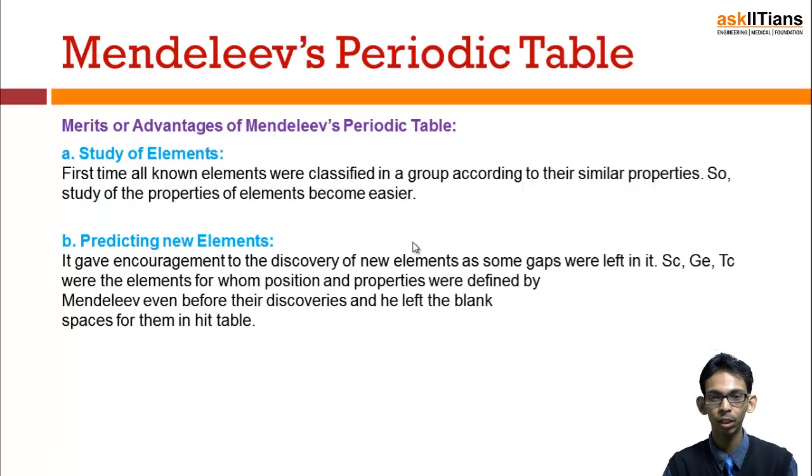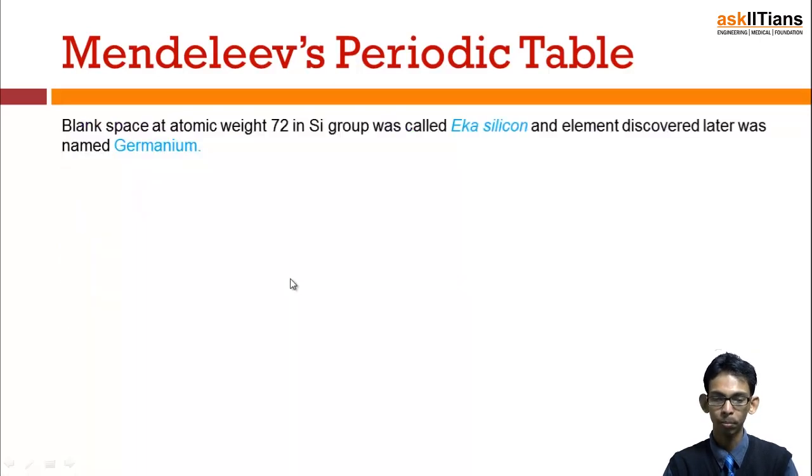They will come in this group and they will show this type of properties. So scandium, germanium, gallium, titanium were the elements for whom positions and the properties were defined by Mendeleev even before their discoveries, and he left blank spaces for them in the table.